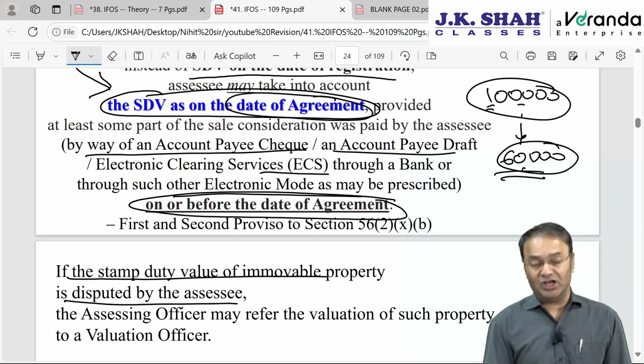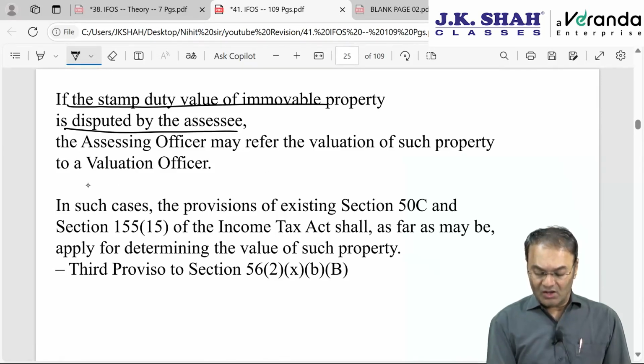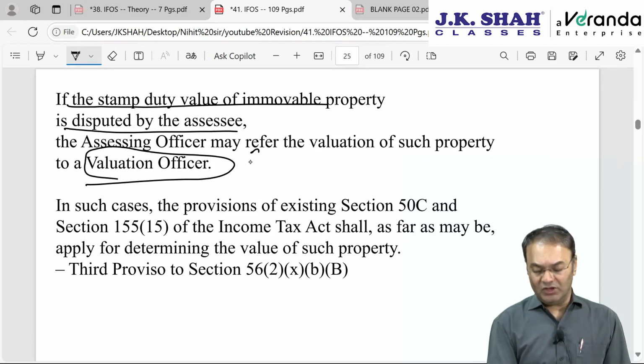My value, then do I have to compulsorily pay tax on the differential amount? Answer: no, don't worry. File the IT return showing 60,000. Let the AO object to this. The moment the AO objects, the assessee can request the AO to refer the matter to the valuation officer, who is the VO, the valuation officer of the department, also called the departmental valuation officer, DVO.